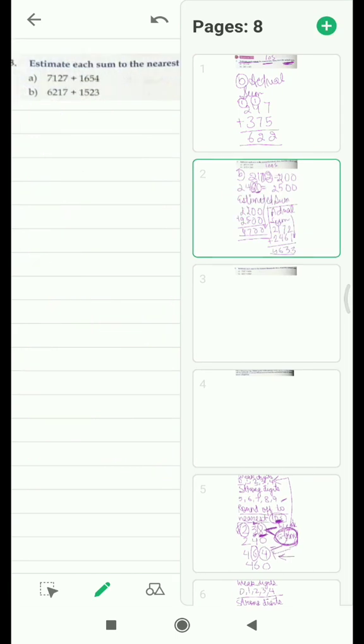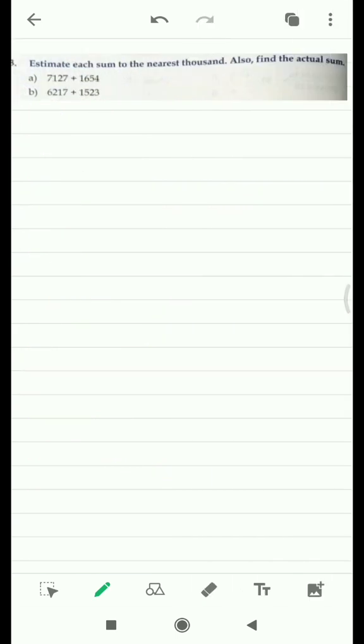Let's move to question number 3 now. Again, the same question is there. The only difference is that you have to round up to the nearest thousands now. The same way we're going to proceed. The only difference is round up to the nearest thousands. So let's get started.